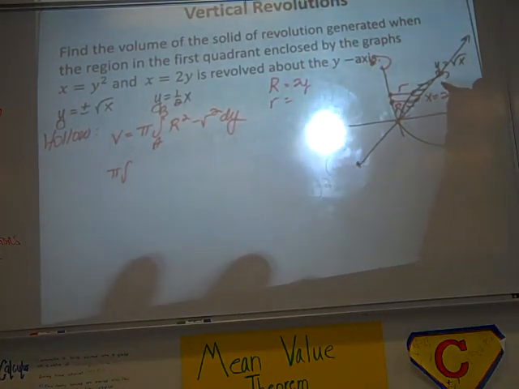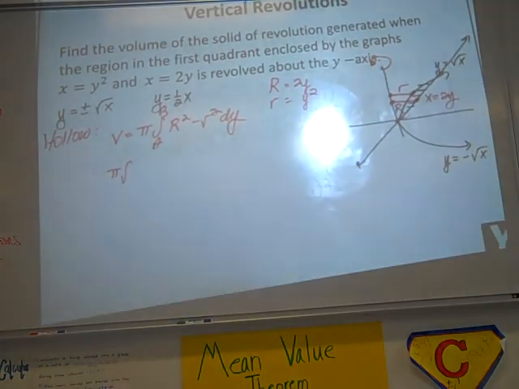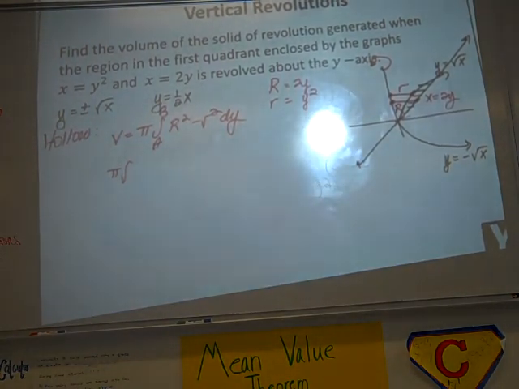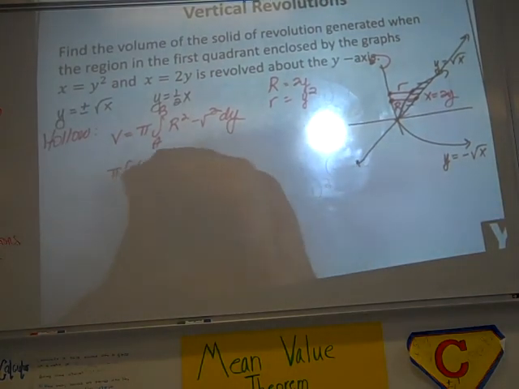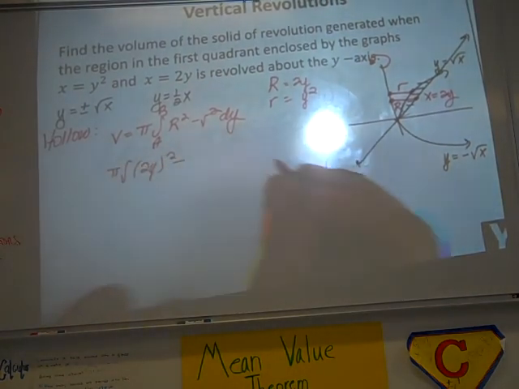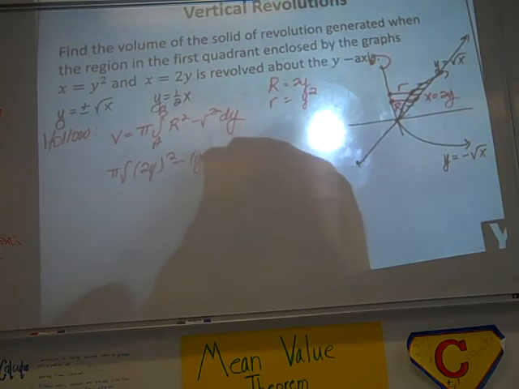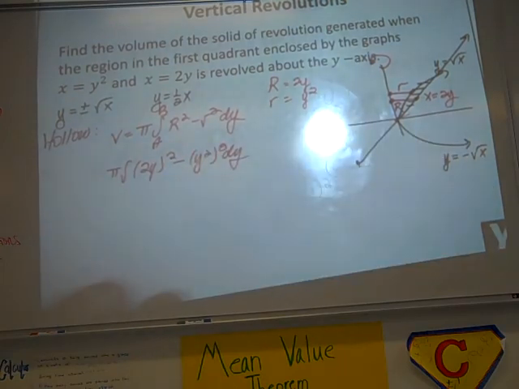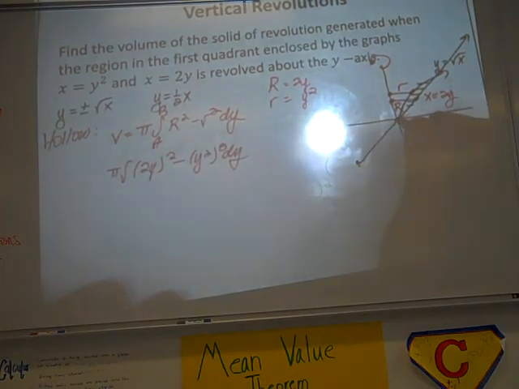Little r, we start at x equals y squared, that's this curve, minus 0. So my integral becomes 2y, the whole thing squared, minus y squared squared dy. My limits of integration, I start down here at the origin, which is 0, 0. I go up here to this point.